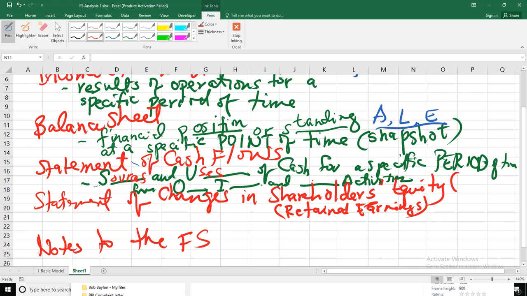So that will be affected by, for example, the profit, no? The net income. Because that is added to capital, right? If you recall your sole proprietorship accounting.